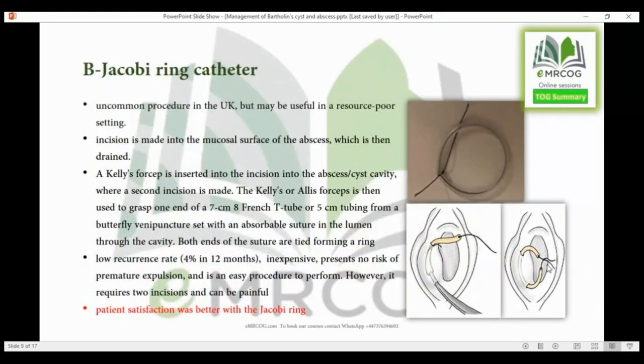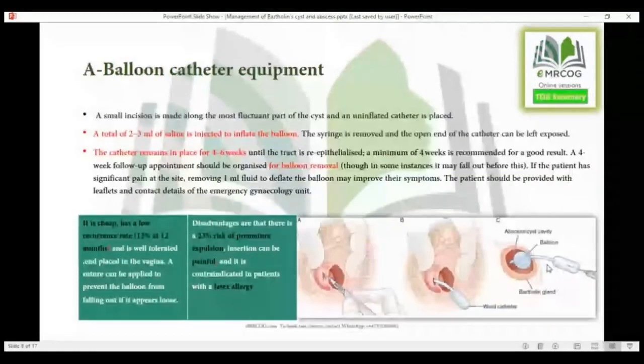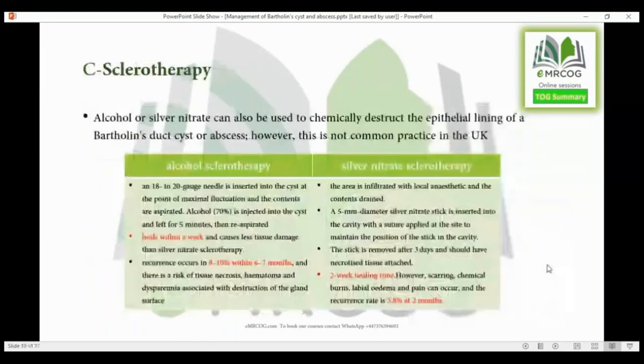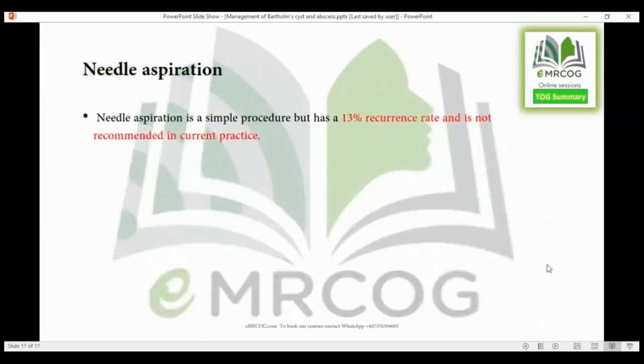The second one is the Jacobi ring catheter. Jacobi ring catheter is an uncommon procedure in the UK, but it can be useful in a resource-poor setting. Like when you don't have the balloon catheter, it's not available, and I'm not aware of the marsupialization technique. I do not know how to do it. And I remember that I have read about just doing what they call needle aspiration. Needle aspiration is a very poor technique. It's very simple, yeah, but it's very poor and not recommended.